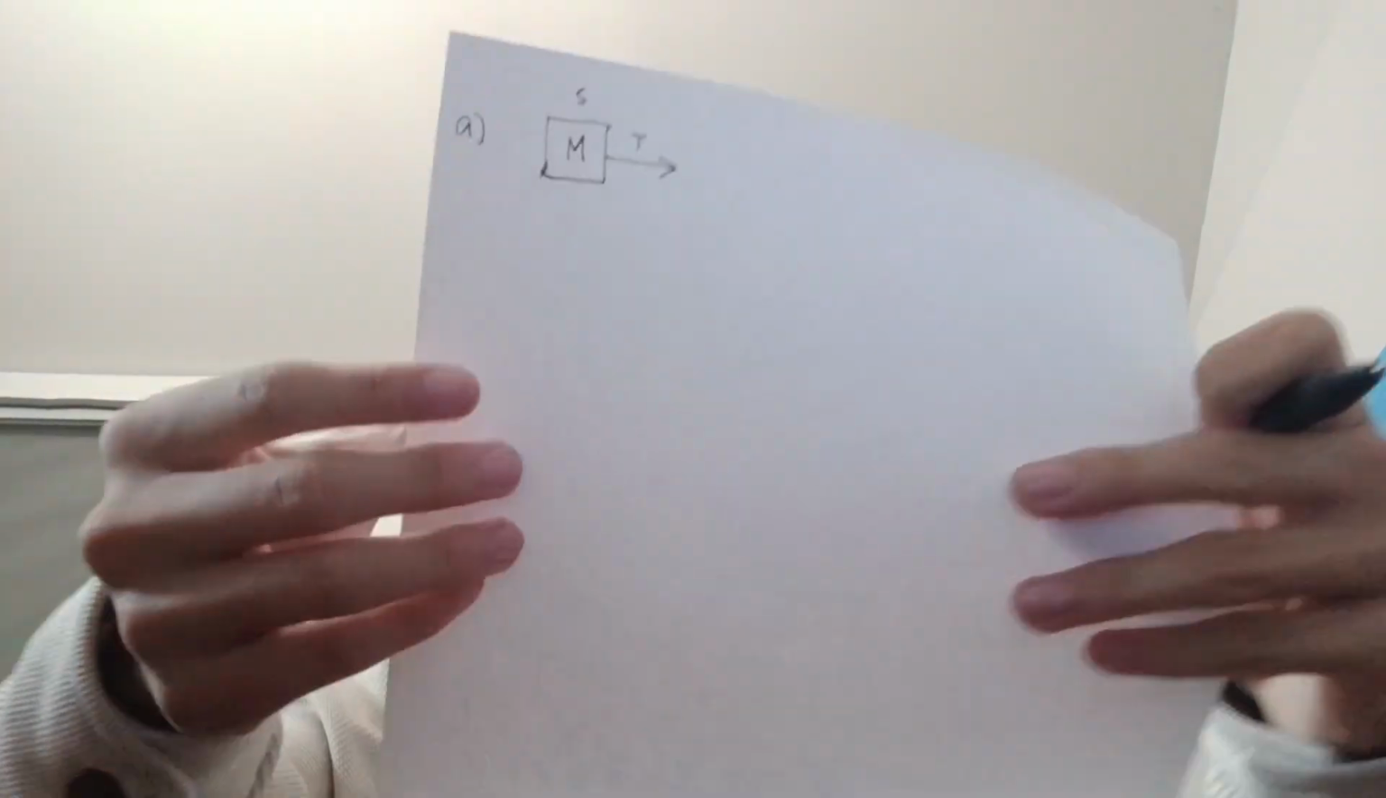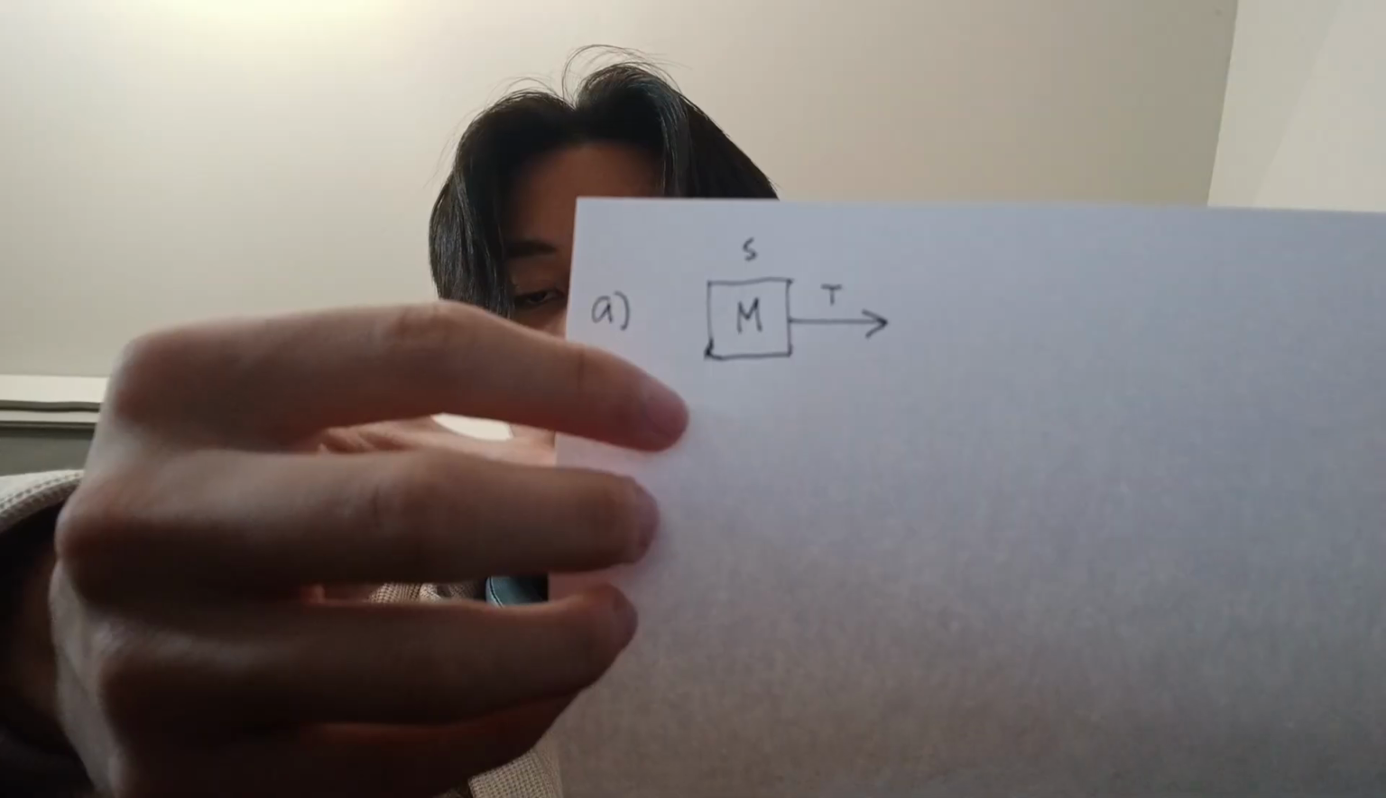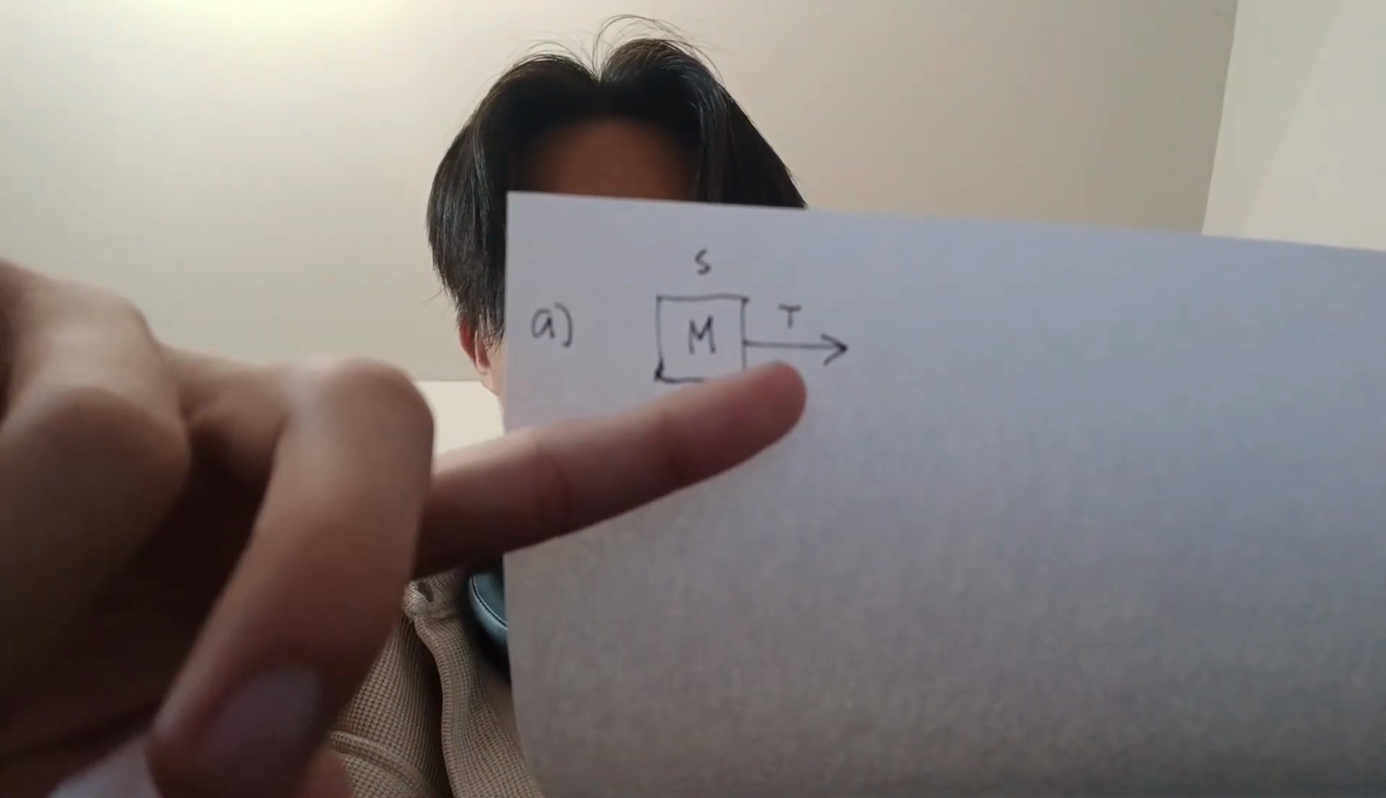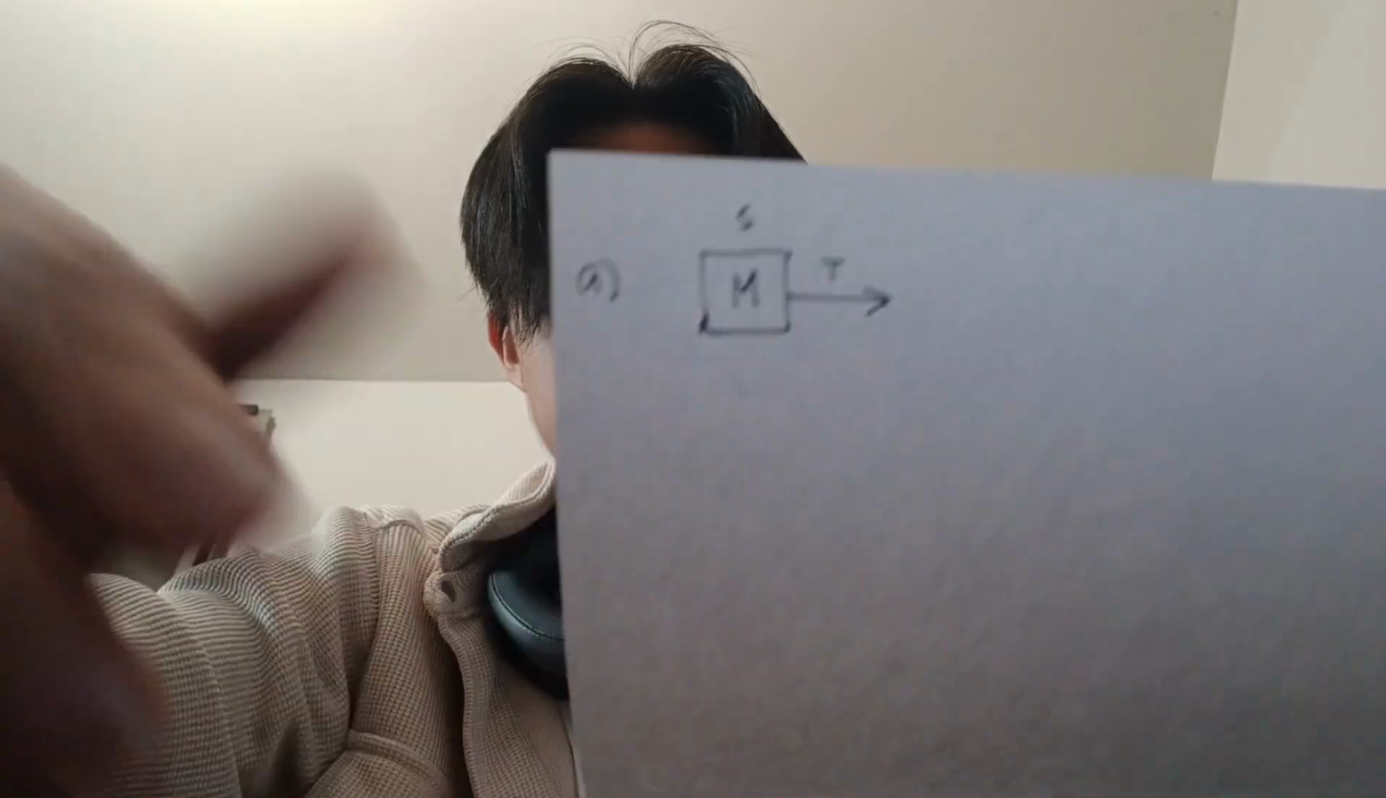All right, part A. Free body diagram for both boxes. This is box S, mass capital M, and the tension in the string is the only force acting on it because it's on a frictionless surface.